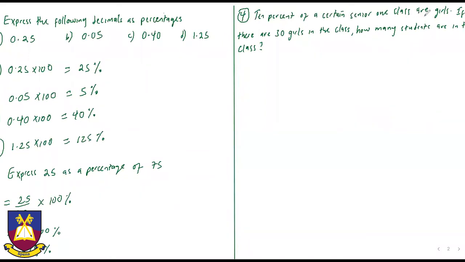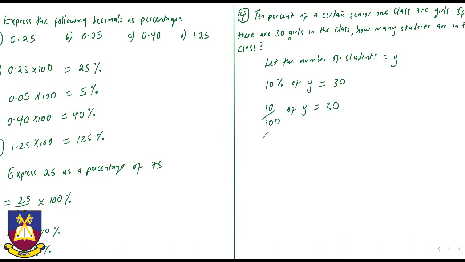10% of a certain senior 1 class are girls. If there are 30 girls in the class, how many students are there in the class? So we shall begin by letting the number of students be equal to any letter of your choice, Y. So if we got 10% of this total number of students, those are girls and they're 30. So 10% of Y is equal to 30, and we know 10% is 10 out of 100 of Y is equal to 30. 10 out of 100 times Y, of means multiplication, gives us 30.